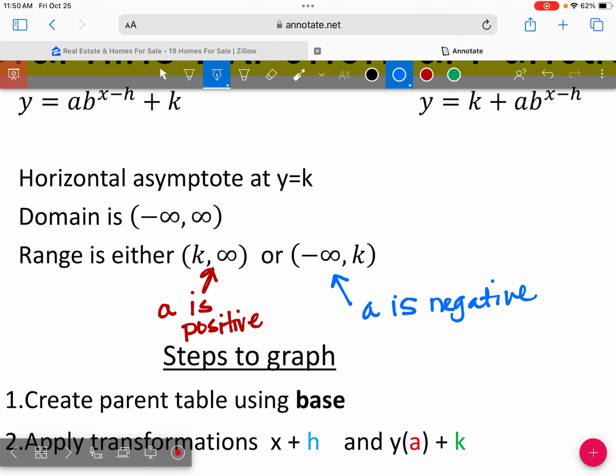So I usually do a two-step process. The first thing I do is make my parent table just using the base. And then I create a second table where I apply the transformations.